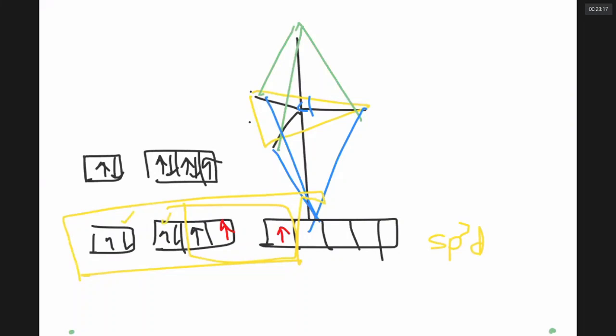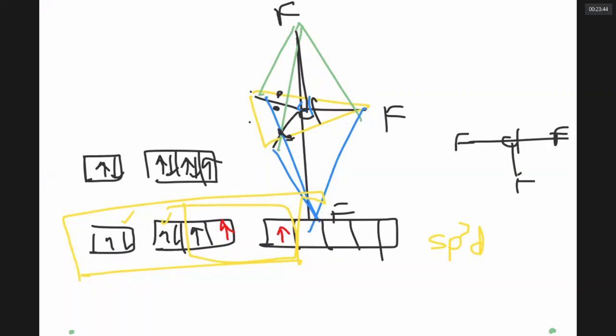Here, how many lone pairs are there? 2. Always notice that lone pairs will go to equatorial positions, because the angle between equatorial positions is 120 degrees. Lone pairs want to be as far away as possible. The bond pairs are here, you got a bond here, and here. What is the shape of ClF3? T shape, and these are 2 lone pairs.